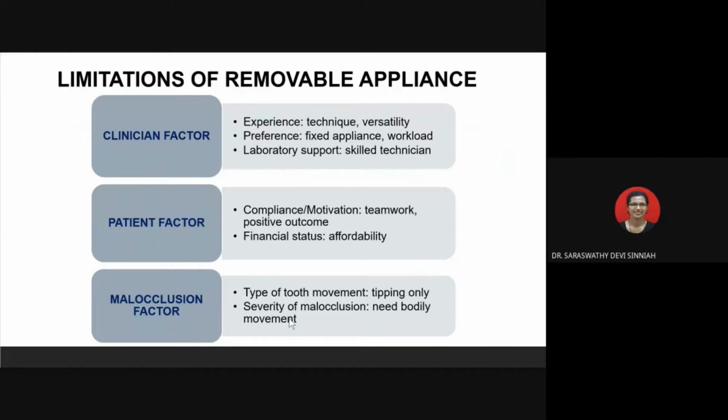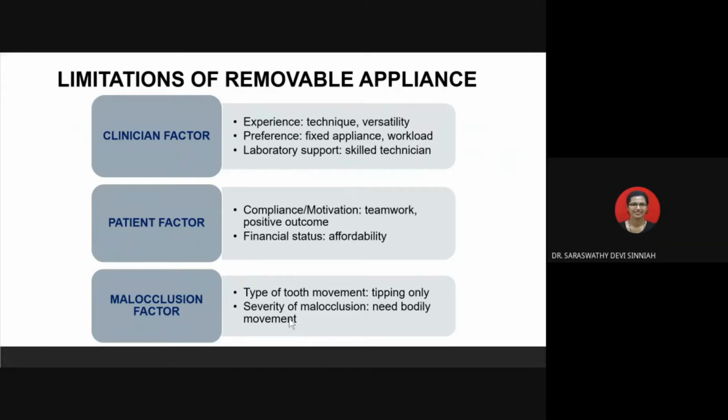Moreover, when a practice has got a high patient load, clinicians prefer to use fixed appliance to be able to complete more cases, as they are in control entirely and do not depend on patient compliance to wear the appliance. Experienced technicians are needed to be able to fabricate a good removable appliance that fits and works well. A good laboratory support is essential to provide good quality appliance for a successful outcome.